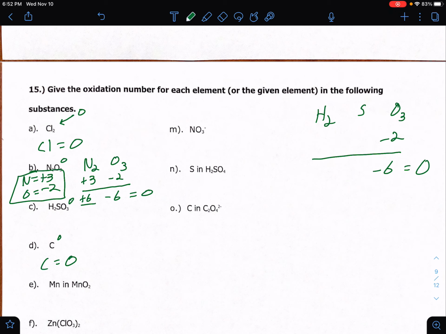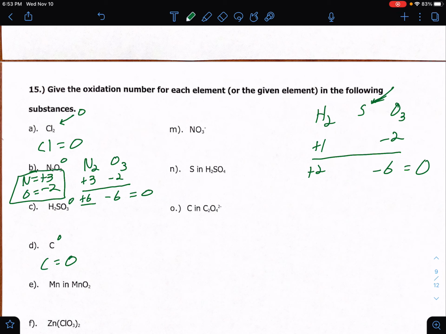Now I have 2 to go to next. I'm going to save this sulfur for last. Anything attached to an oxygen, I'm going to save for last, because that's the one that's always changing. So I'm going to go to something I always know is going to be the same, and that's hydrogen. Hydrogen is always in group 1, which always has a charge of +1. Since I have 2 of them, 2 times +1 would give me +2.